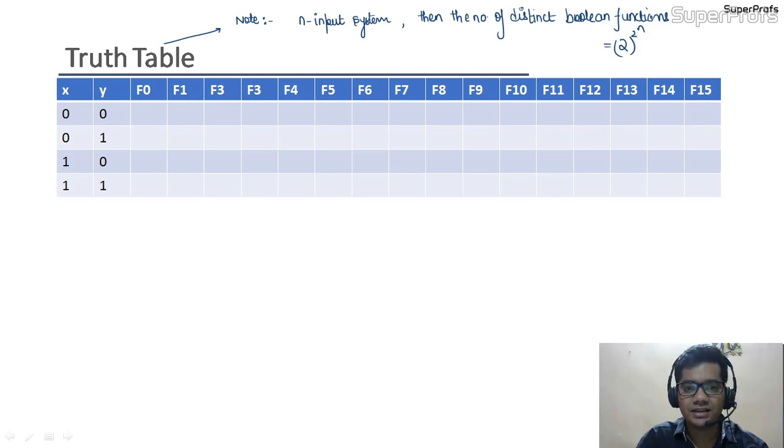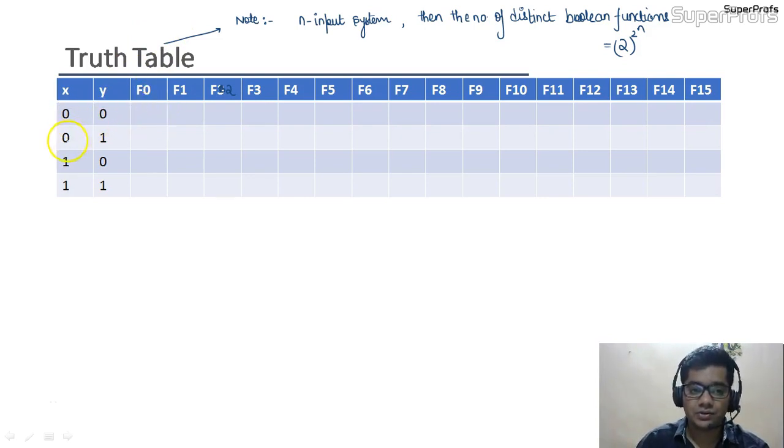Here we can see that there are two inputs, that is x and y. So for a two input system, the number of distinct Boolean functions we are getting is 2 raised to power 4, that is 16. So here we can see that there are 16 functions from f0 to f15, and we are going to see that all the functions are distinct in nature that can be made using the two input combinations. So first we complete this truth table.